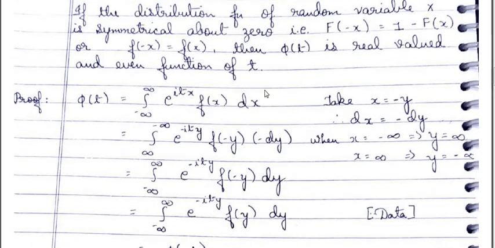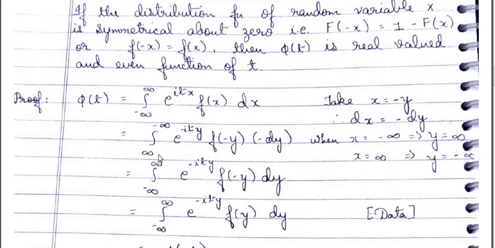So what we have to do is take x is equal to minus y, a new variable y, right? That is x is equal to minus y. So minus infinity to plus infinity e raised to ity, minus ity f of minus y minus dy, dx is equal to minus dy. So x is equal to minus infinity, y is equal to infinity, because if we put x is equal to minus infinity here, what will y be? Minus of minus y, minus infinity, so minus minus plus, so this becomes plus infinity. Now if we put x is equal to infinity, what will y become? The minus sign goes here, so it becomes minus infinity, okay?